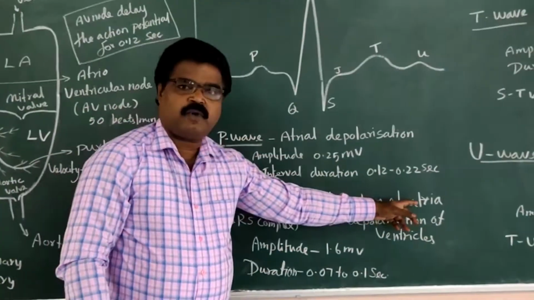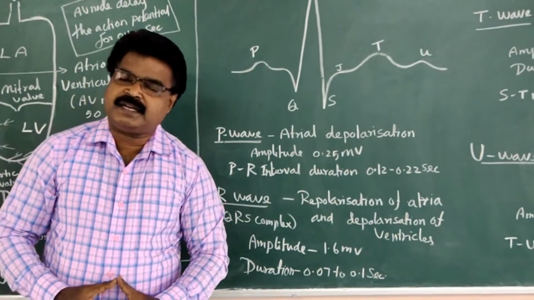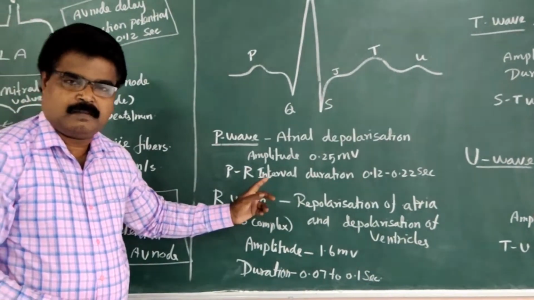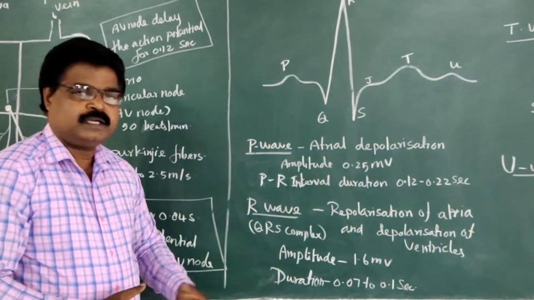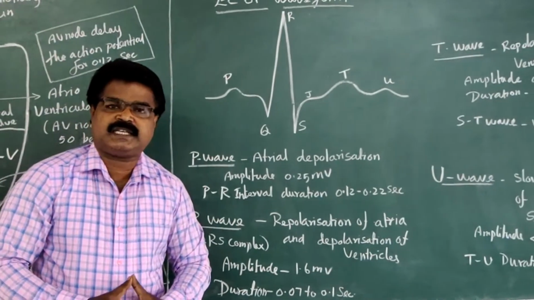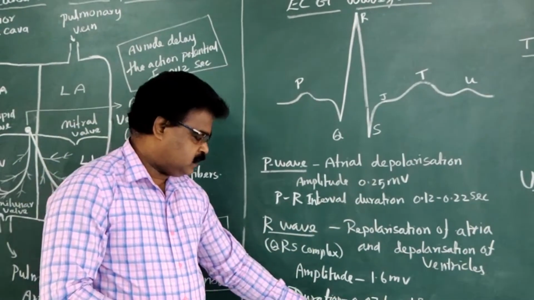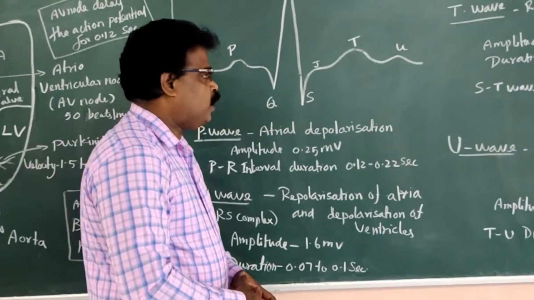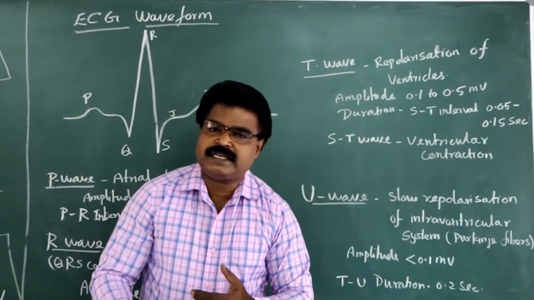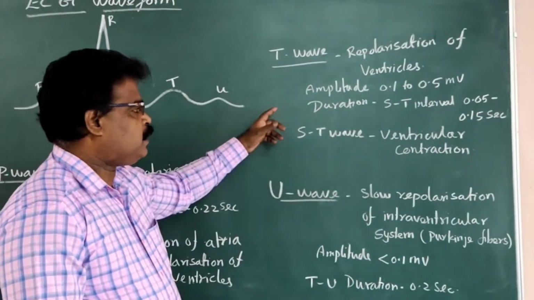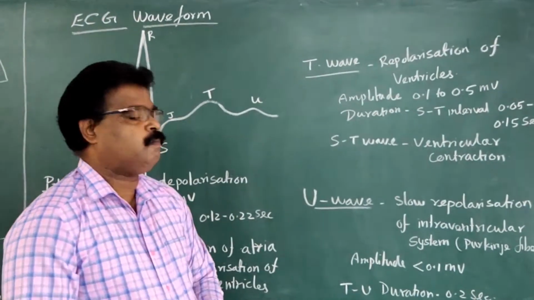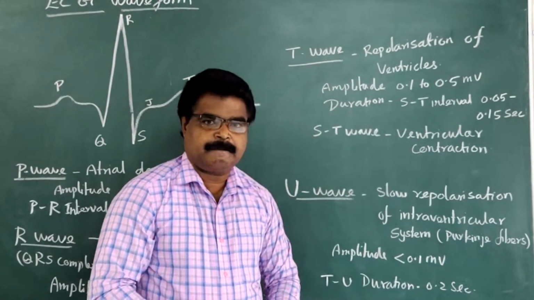So due to repolarization of the atria and depolarization of the ventricles, the QRS complex is produced. The amplitude is 1.6 millivolt. The QRS duration is 0.07 to 0.1 second. Next is the T wave. The T wave is due to repolarization of the ventricles. The amplitude is 0.1 to 0.5 millivolt. The T wave duration is 0.05 to 0.15 second.